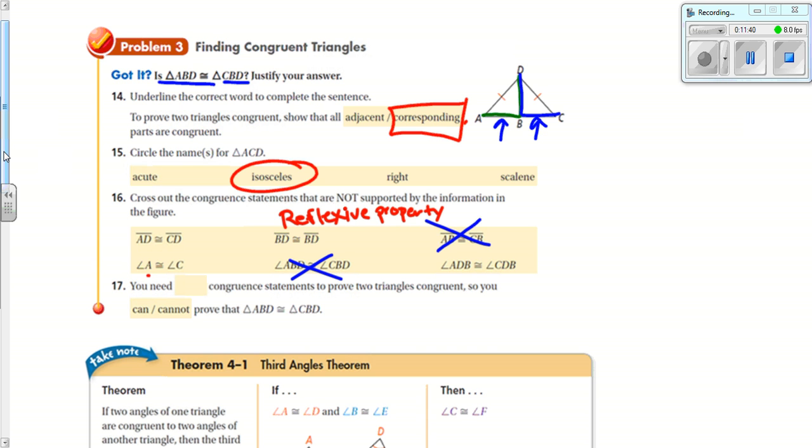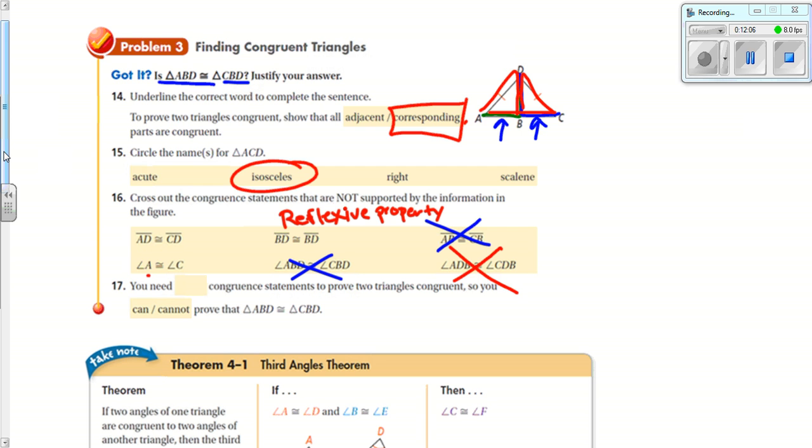And the last one is ADB. I'll do that one in red. Is that congruent to CDB? Same thing. I'm not given enough information. If they told me that BD, that line, bisects that angle, I could say yes, because the two parts would be congruent. If it said BD bisects this line down here, I could say yes to the others because those two lines would be congruent, but I'm not given that information.